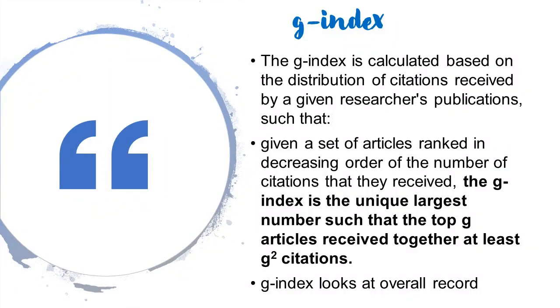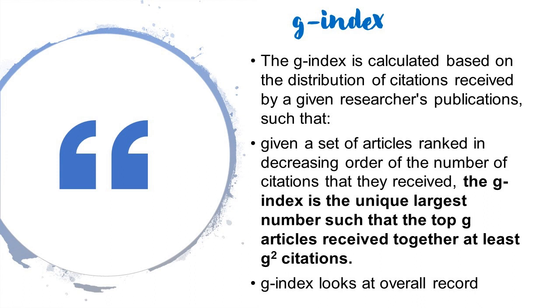To overcome these drawbacks of H index, a new index has come up, that is G index. So what is G index? The G index is calculated based on the distribution of citations received by a given researcher's publications, such that given a set of articles ranked in decreasing order of the number of citations that they received, the G index is the unique largest number such that the top G articles received together at least G squared citations.